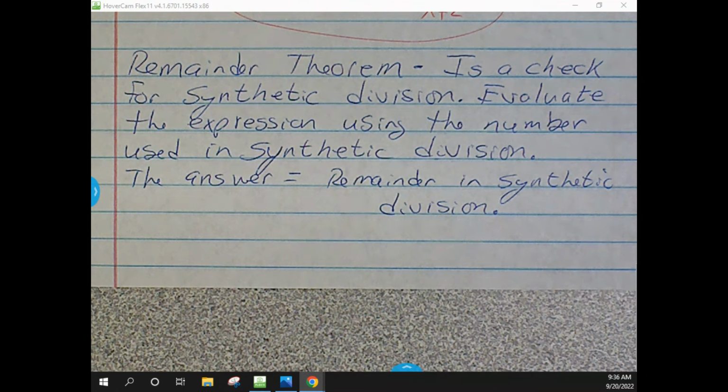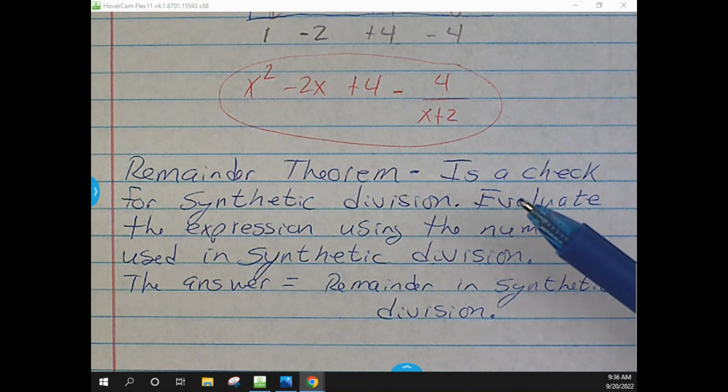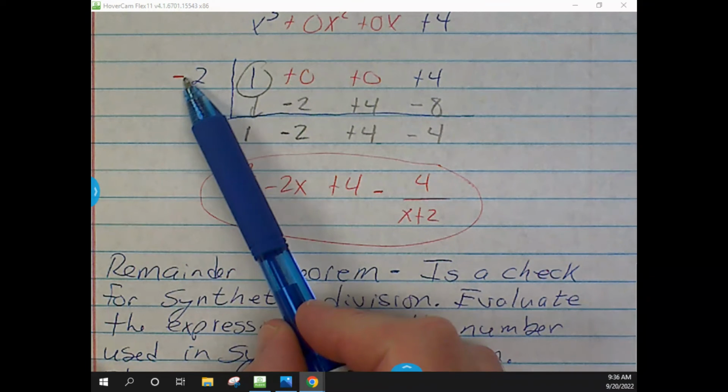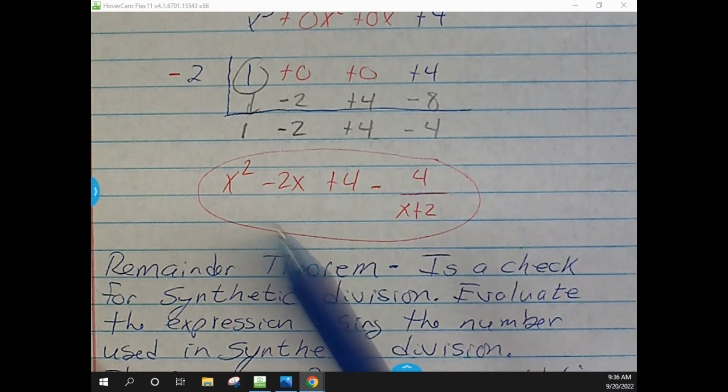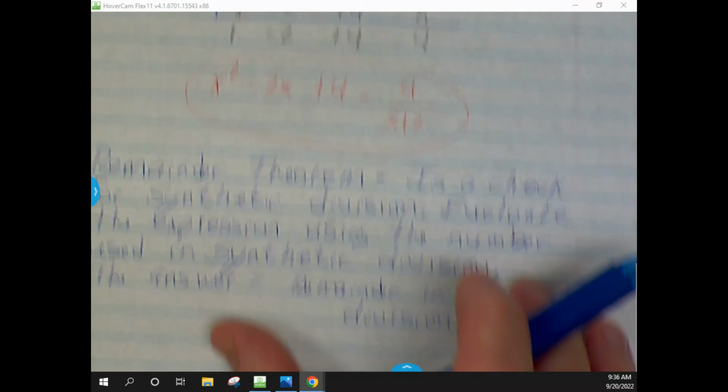Okay. So sometimes they may just ask you, is this thing a factor or not? Which basically means you can do synthetic division and see if the remainder is 0. Or if they say, all right, is it just a factor and you're not worried about anything else that's going with it, you can just take this -2 that you have, plug it back into the expression, and then see what's going to happen there.